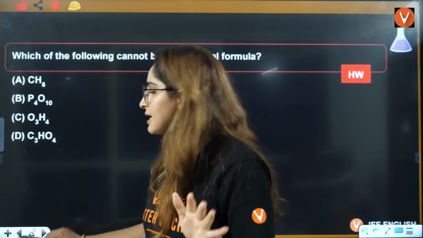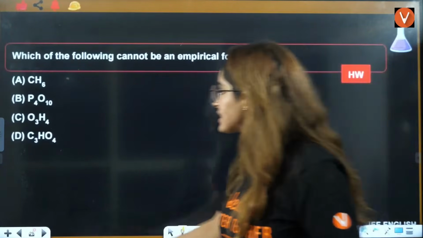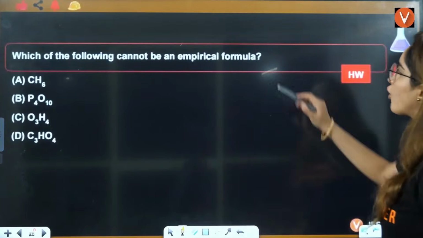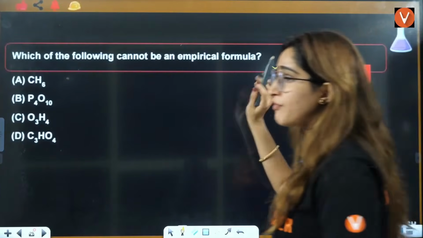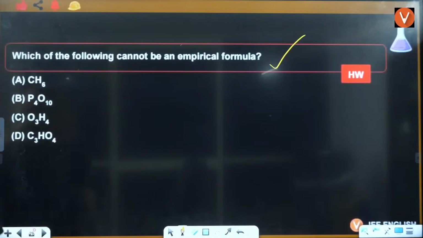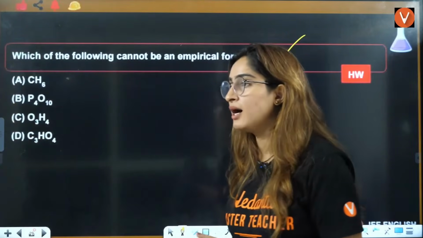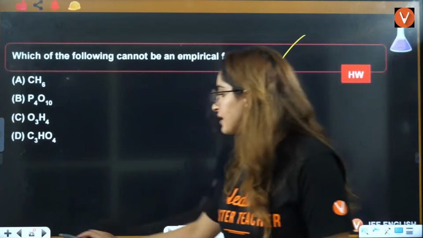Okay, students, clear? Now let us see what is the homework. So homework is, which of the following cannot be empirical formula? That is the first question, right? Then take the screenshot of this. You have to tell me which of the following cannot be the empirical formula. I'll wait for your answers in the comment section, okay?